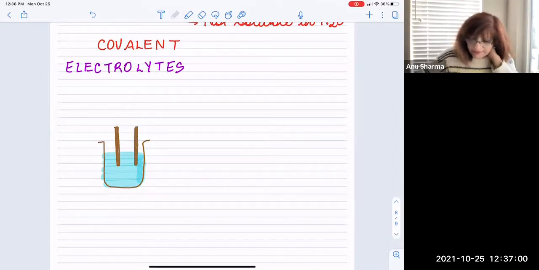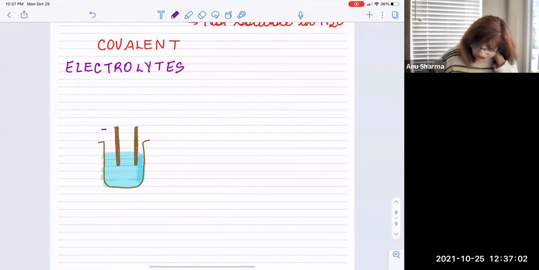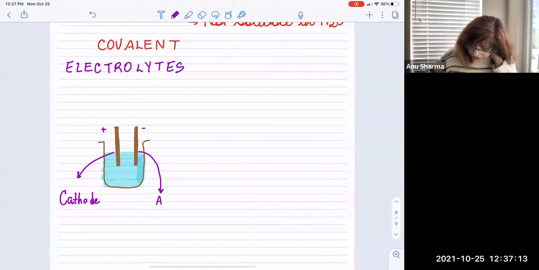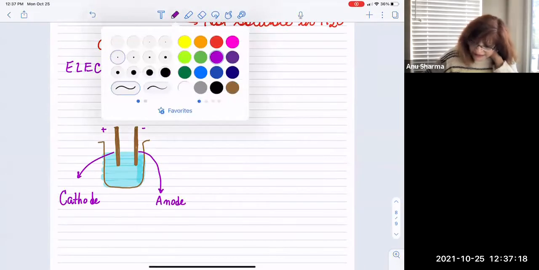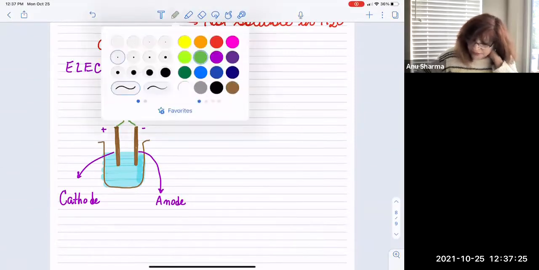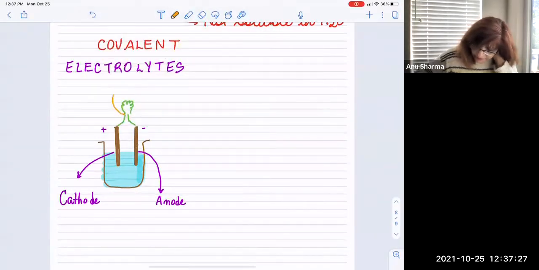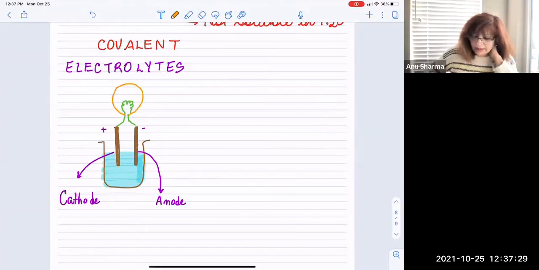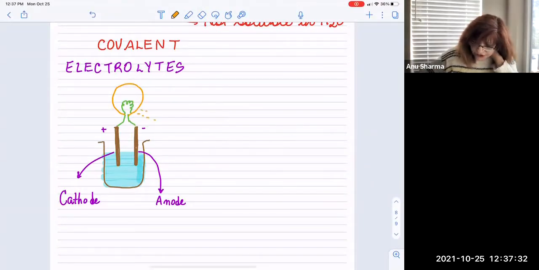Put the electrodes. Now these electrodes are positive and negative charge. This is called the cathode, which is the one that is positively charged, and the negatively charged one is called the anode, A-N-O-D-E. Now this is connected to a bulb, and the bulb lights up. That's what we are trying to see.